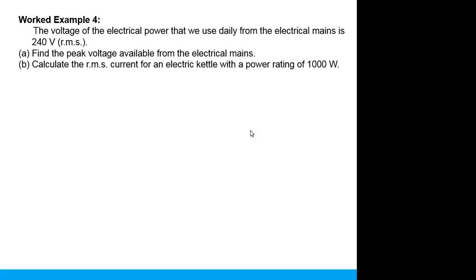Right, moving on. Example number 4. The voltage of electrical power that we use daily from the electrical mains is 240 volts. How many of you know there's 240 volts from our mains? Raise your hand. Okay. How many of you know that 240 volts in the mains is actually a root mean square value?